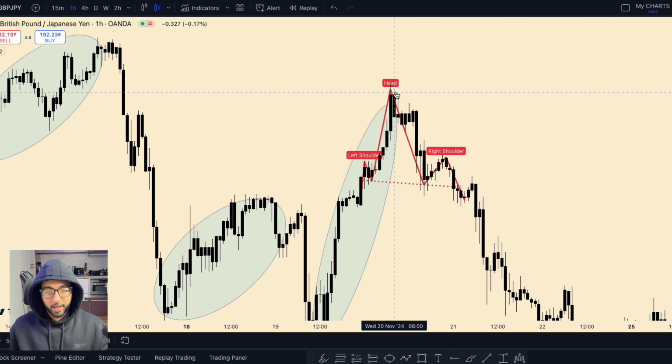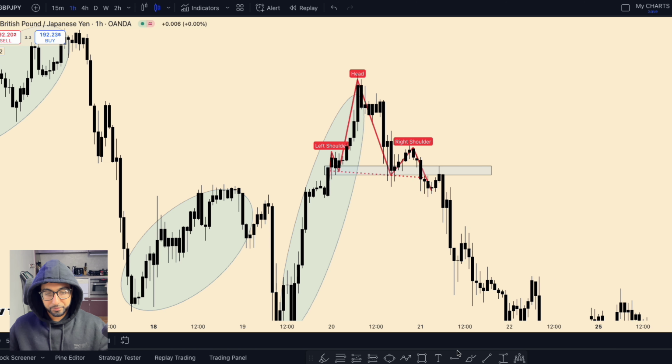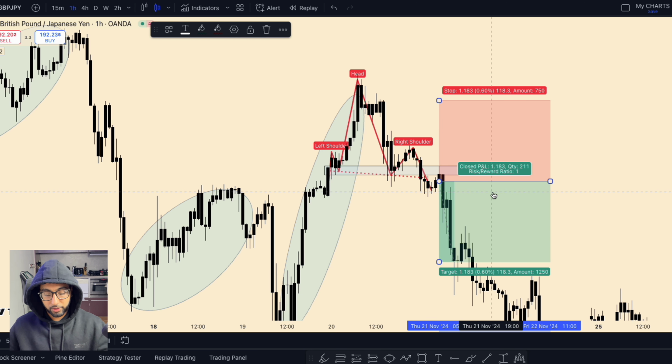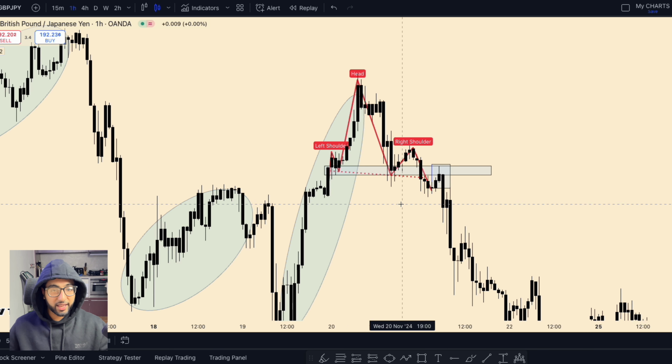Left shoulder, head, right shoulder, and then obviously we're testing that neckline, which is here. Okay, so the neckline would be right here. We test that neckline, we enter for a sell or short position. After the candlestick pattern, if I highlight this, we can actually scale in, right?